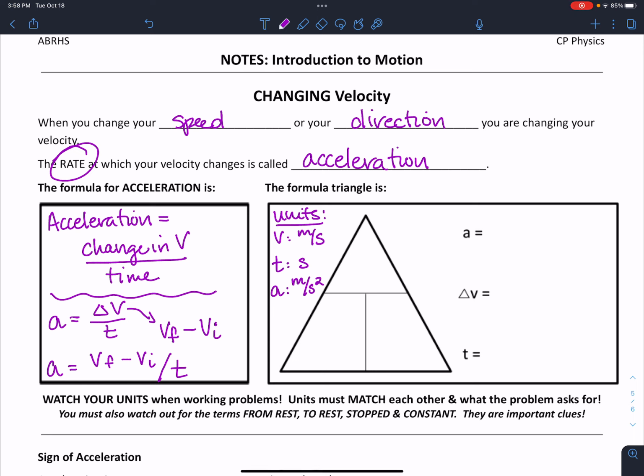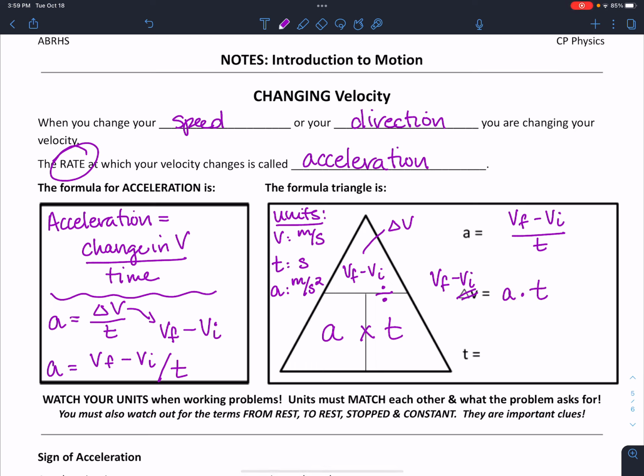For our formula triangle, V final minus V initial, also known as delta V, goes up top, and then we'll have acceleration and time. So if we solve for our three variables, acceleration is going to be equal to V final minus V initial over T. I'm just going to put V final minus V initial, instead of delta V, because we don't tend to use delta V all that often. That's going to be equal to acceleration times time, and then time will be equal to V final minus V initial over the acceleration value.